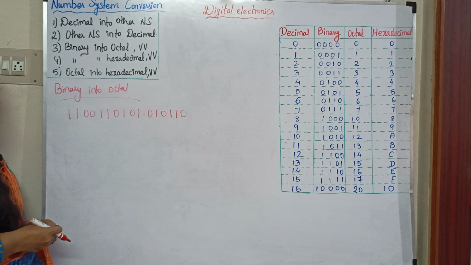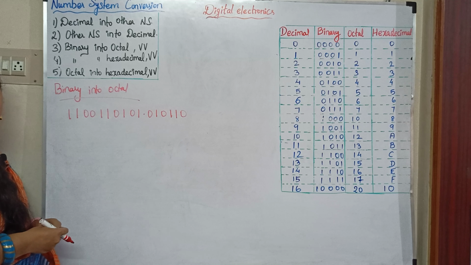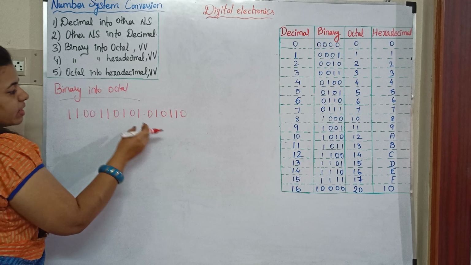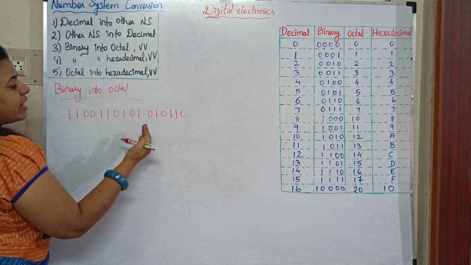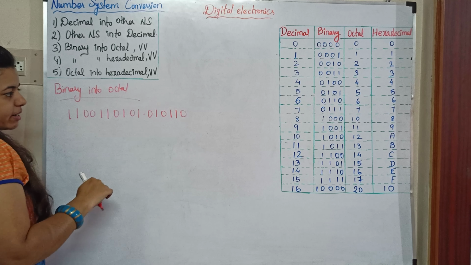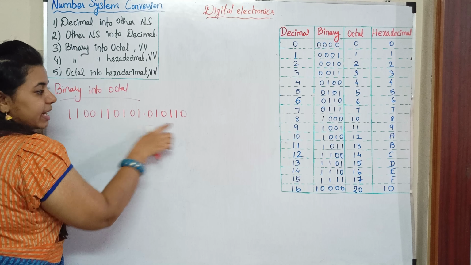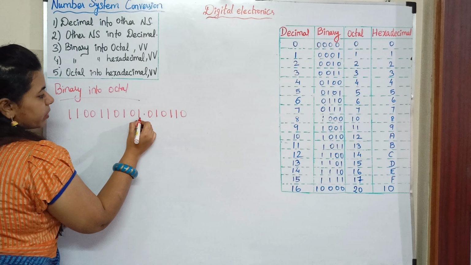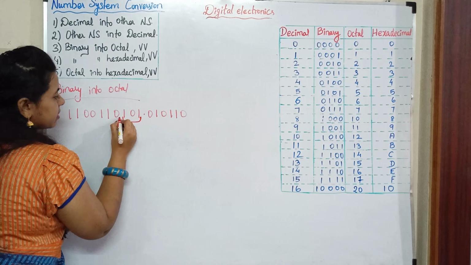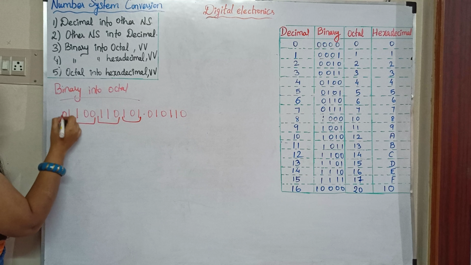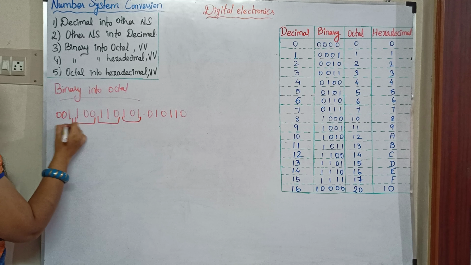We already discussed binary into octal in the introduction of number system. So how to convert? First we have to do grouping. You have to group 3 bits starting from the right side for the integer part, and for the fraction part you have to do the grouping starting from the left side. Here you have to group like this. Here we have only one digit, so you have to add 2 more bits, that is 0.